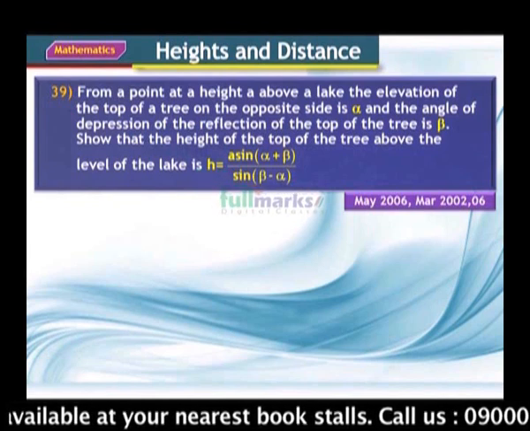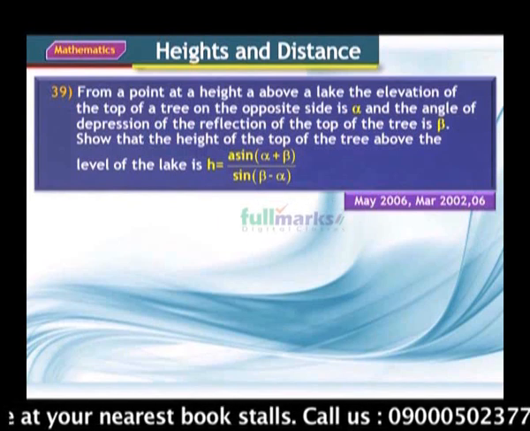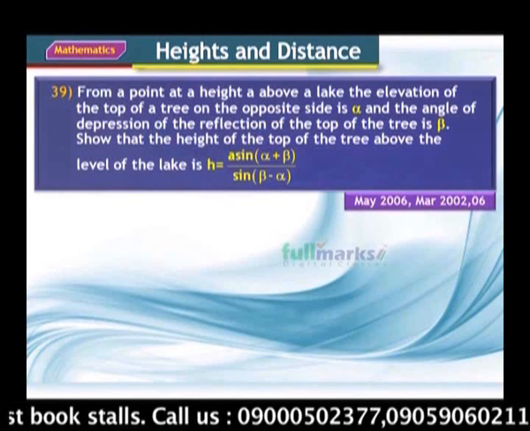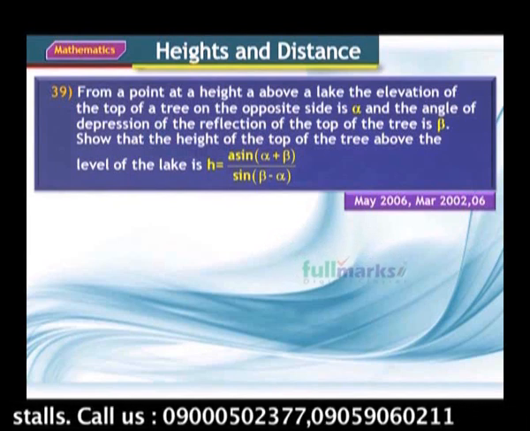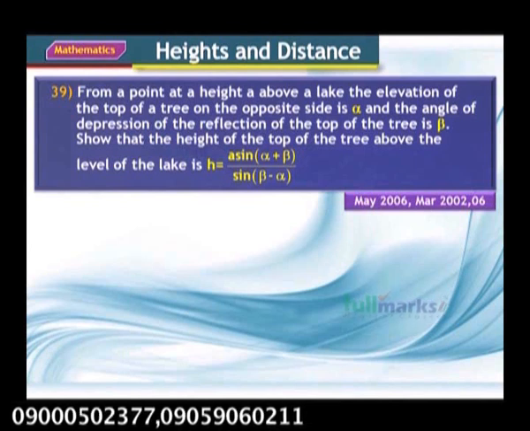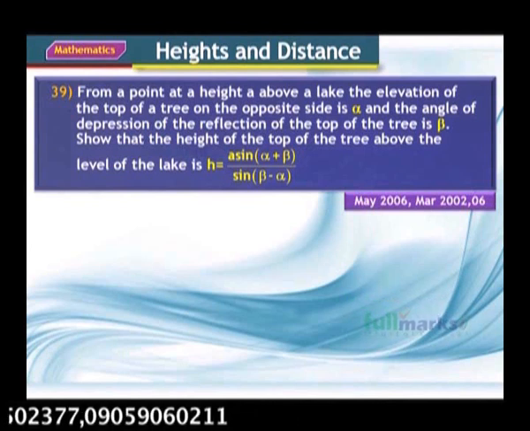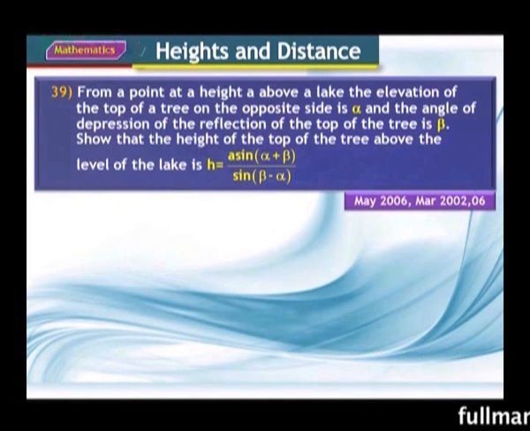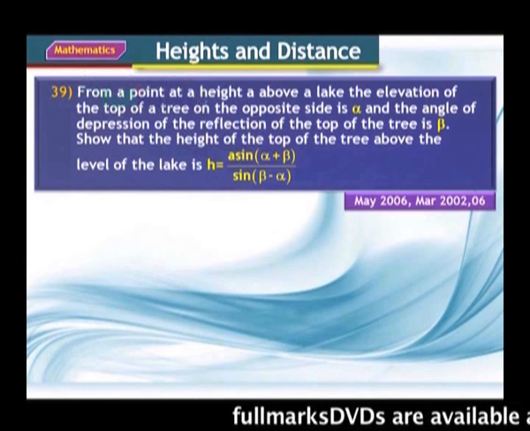From that point, the angle of elevation of the top of the tree. Where is the tree? The tree is on the opposite side of the bank. So the top of the tree, angle of elevation. Angle of elevation means when you look up, that is angle of elevation. What is angle of depression? When you look down, that is angle of depression. So the angle of elevation of the top of the tree situated on the opposite side of the lake is alpha. Again from the same point, angle of depression of the reflection of the top of the tree. Obviously when there is a tree on the bank of the lake, its reflection will be found in the lake water. So the top of the reflection of the tree will be beta from the same point.